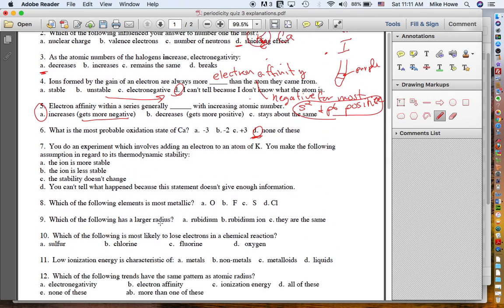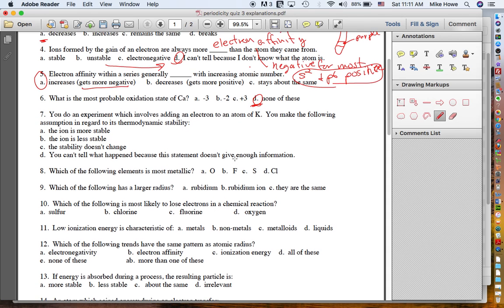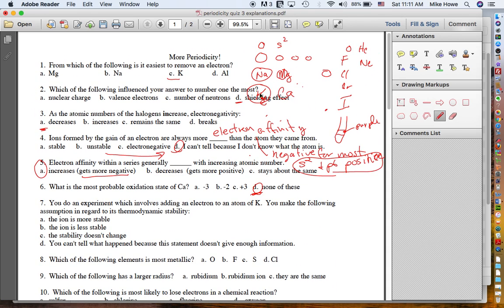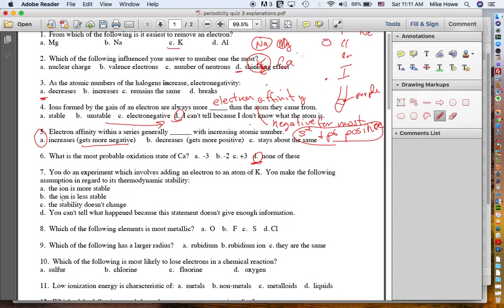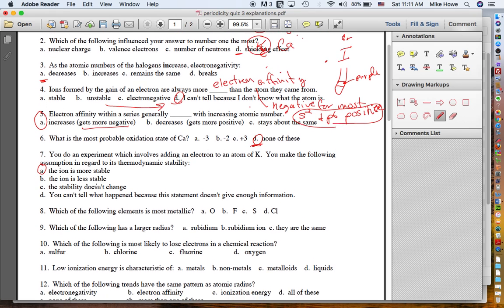Number 7, you do an experiment which involves adding an electron to K. Well, K is up here, it's in S1. So remember, negative for most elements. Electron affinity will be negative for potassium because it's not an S2 or P6. So the ion then would be more stable. Now remember, the ion is what you get after you've added the electron, it has a charge.